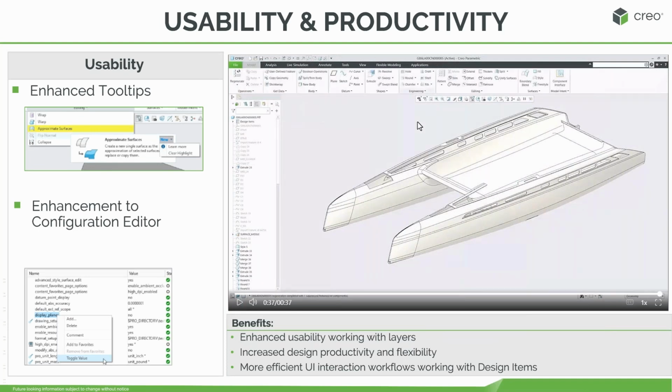Another small enhancement is in the Creo configuration editor, in the config.pro option interface. Now you can simply right click and toggle the value for Boolean options.